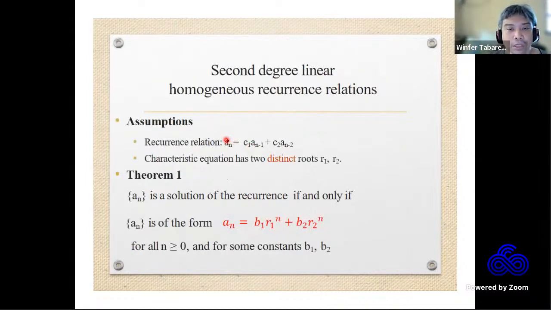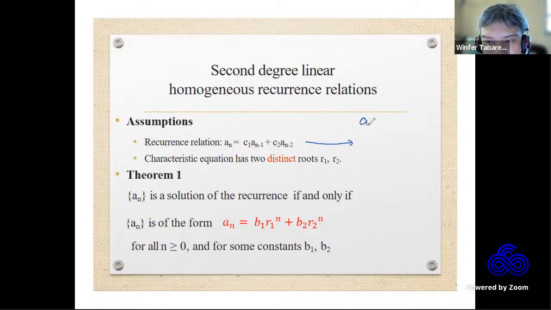So what would be the general form of the solution to this type of linear recurrence relation? Before going into the more general case, we first look at the second degree linear homogeneous recurrence relation. That means we only have until plus c sub 2 a sub n minus 2. Suppose that we have this expression here. In this case, let's find the corresponding characteristic equation.